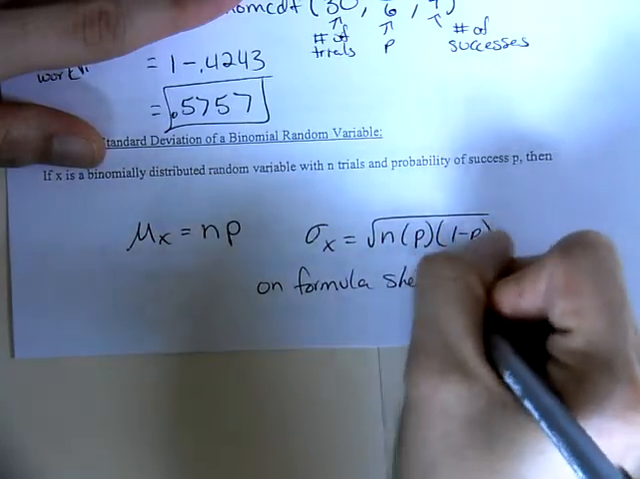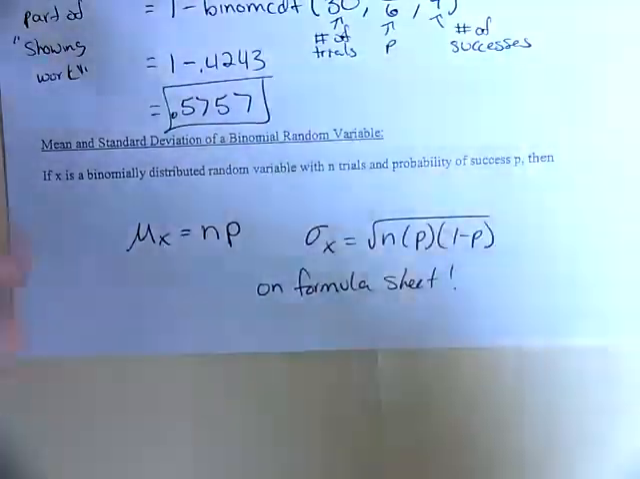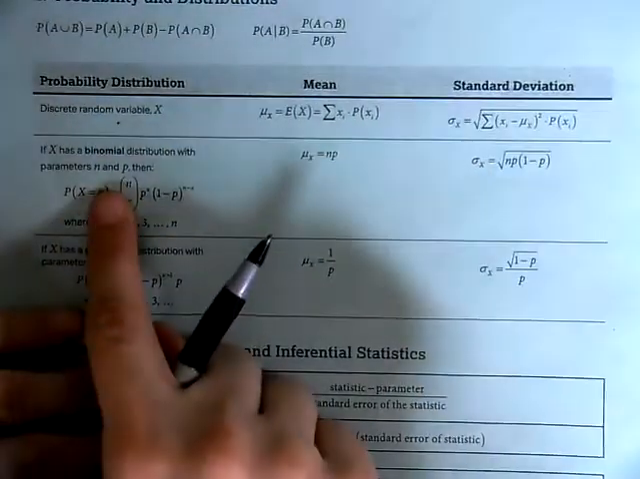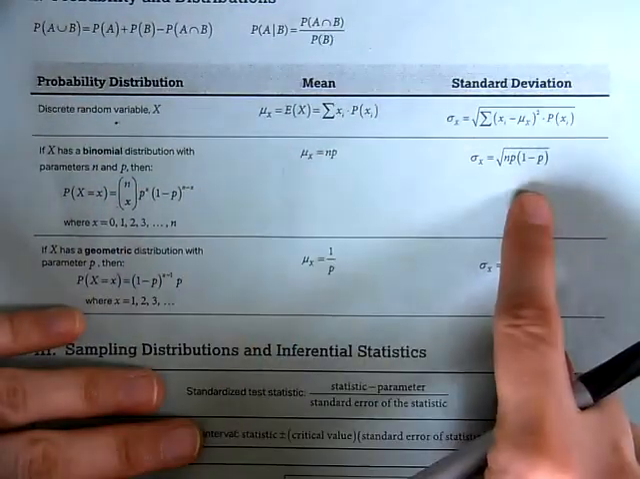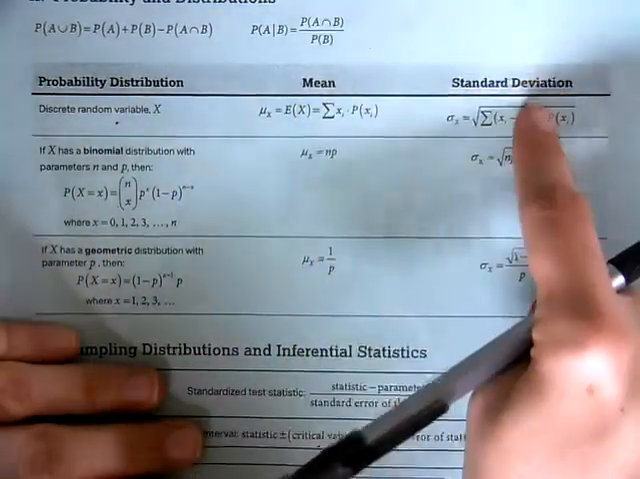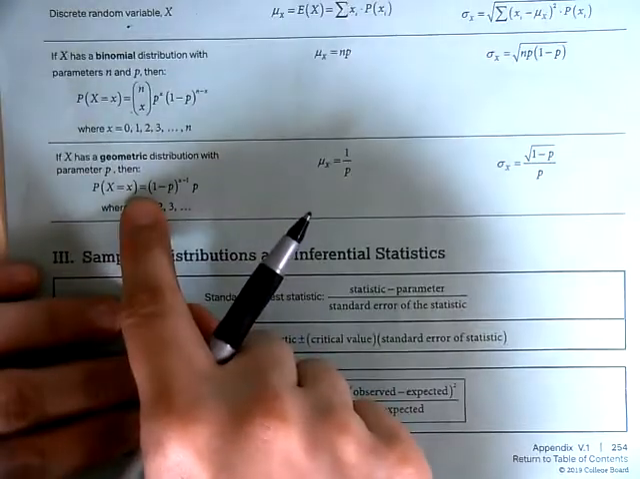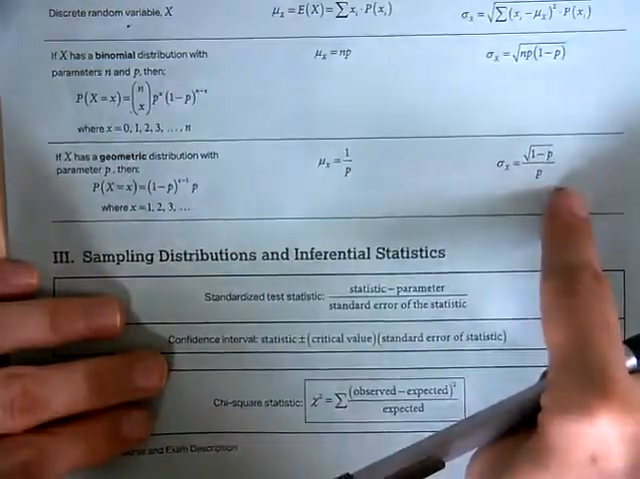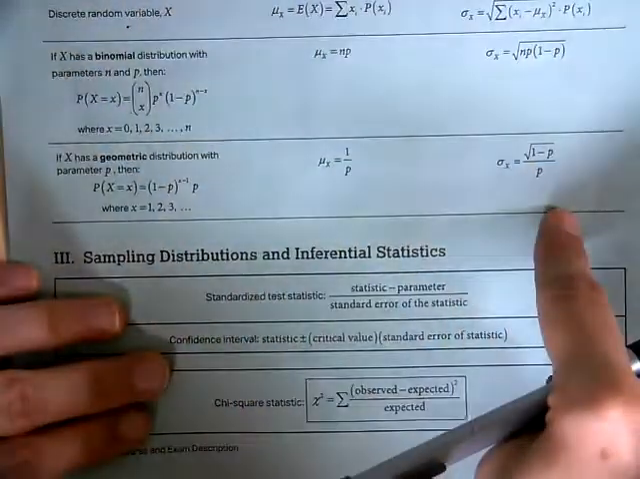And I really like the way the new formula sheet is. Again, it's just a single row. So binomial, mean, standard deviation. This was discrete, which we did in 7.4. Mean, standard deviation. We'll get to geometric tomorrow, mean and standard deviation. So this whole table is chapter 7.